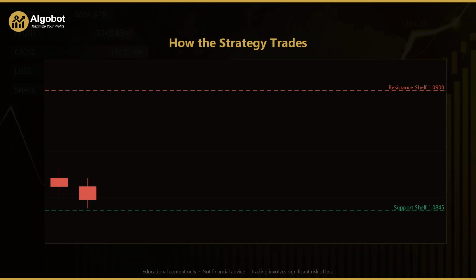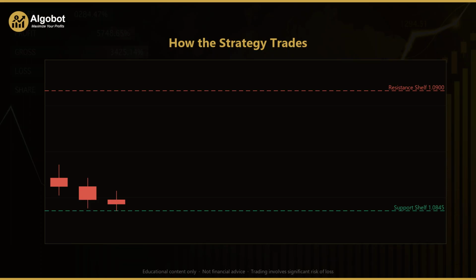Let's bring this to life on the chart. On screen is an illustrative example for the euro against the US dollar. Notice there's no indicator panel beneath the price. This strategy reads pure candles and structure, so the only reference lines you see are the support shelf at 1.0845 and, later, the resistance shelf at 1.0900. We begin on the left.